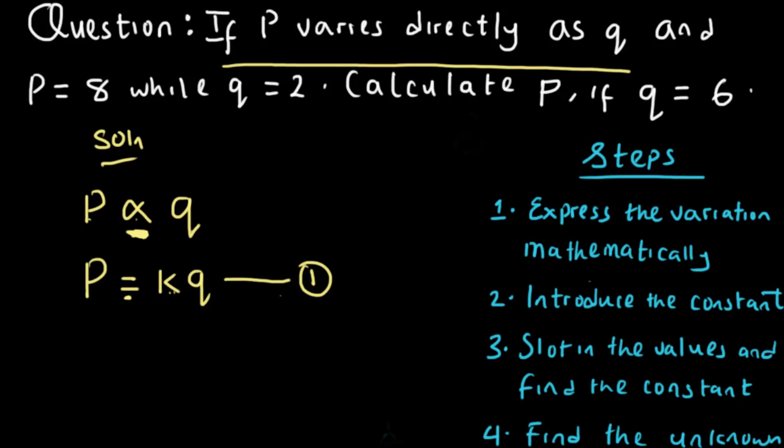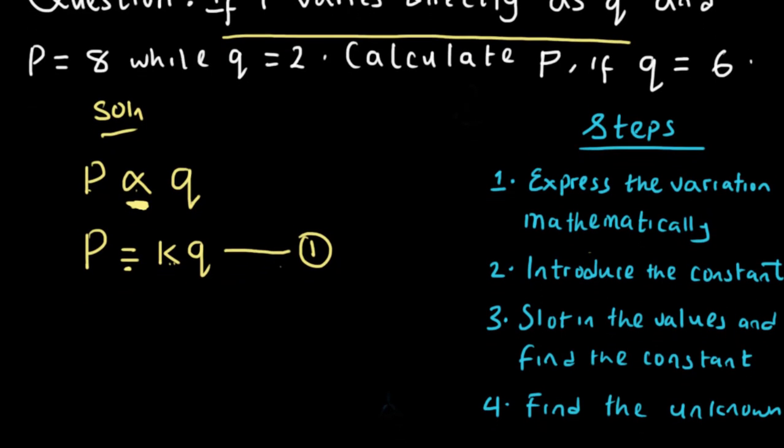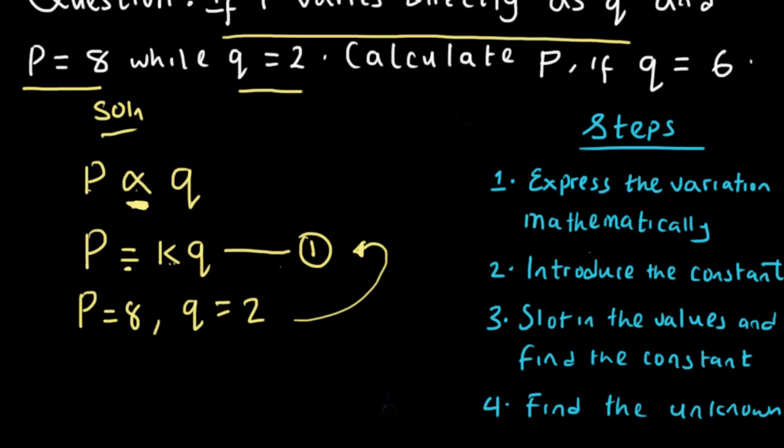Does that make sense? Now let's go to step 3. Slot in the values and find the constant. So what are the values? If you look at the question, we are told P equals 8 and Q equals 2. So we slot it into equation 1. Anywhere we see P, we call it 8. Anywhere we see Q, we call it 2. So we'll be having 8 equals K times 2. Do you understand? P equals KQ. So 8 equals K times 2.